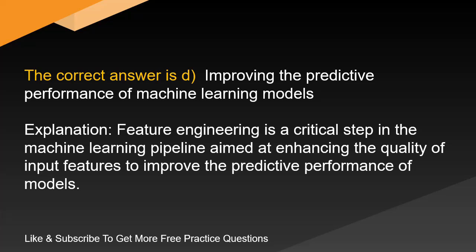The correct answer is D. Improving the predictive performance of machine learning models. Explanation. Feature engineering is a critical step in the machine learning pipeline aimed at enhancing the quality of input features to improve the predictive performance of models.